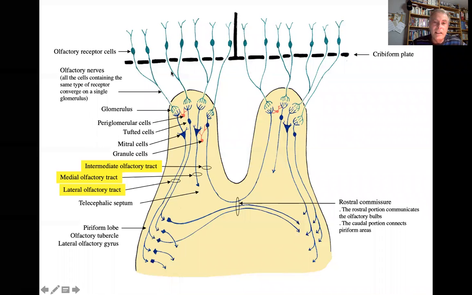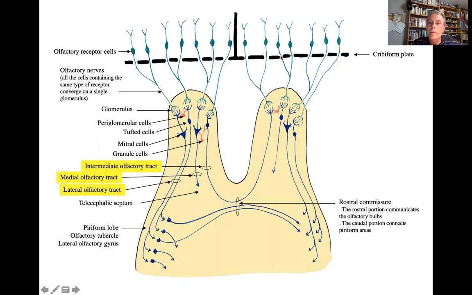So in this drawing, it's interesting to notice something. Here we have the cribriform plate of the ethmoidal bone, where all the fibers from the olfactory cells are entering the cranial cavity. Once they enter, they join in bunches of fibers in order to form the olfactory nerves. And these olfactory nerves reach the olfactory bulbs in the glomeruli, okay? From these olfactory bulbs, some of the fibers are going to form the intermediate olfactory tract that is connecting both olfactory bulbs and tracts, right? Through the rostral commissure. And we also have the medial olfactory tract that connects the olfactory bulb with the telencephalic septum. And this one is the lateral olfactory tract.